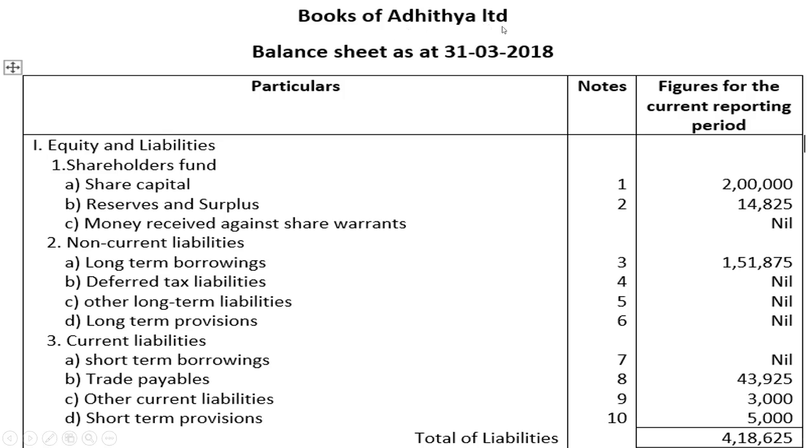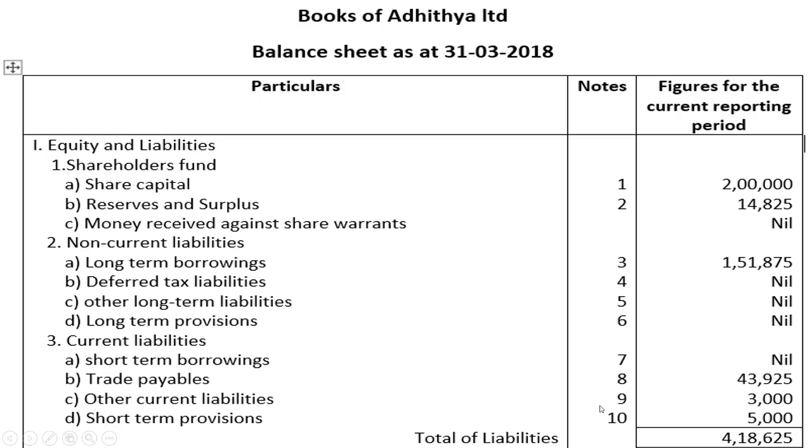Balance sheet, books of Aditya Limited, balance sheet as on 31st 2018, particulars, notes, figures for the current reporting period. The first one, equity and liability. Shareholders' fund: A, share capital, note number 1, 2 lakh, and B, reserves and surplus, note number 2, 14,825. And C, money received against share warrant, that is nil. The second one is non-current liability: under that, long term borrowings, note number 3, calculation done, 1,51,875. D, deferred tax liability, note number 4, no information, nil. And other long term liability, note number 5, that is also nil. Long term provision, note number 6, also nil. And the third one is current liability, that is short term borrowings, note number 7, also nil.